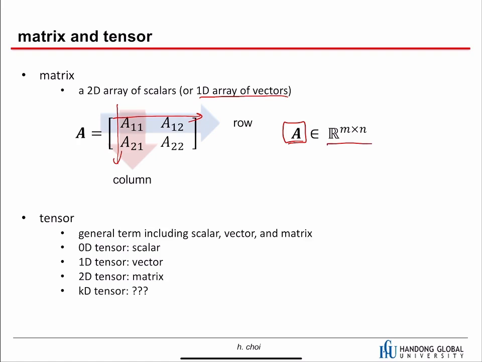And we can talk about tensors to generalize scalars, vectors, and matrices. A scalar is actually a zero-dimensional tensor, a vector is a one-dimensional tensor, and a matrix is a two-dimensional tensor. We don't have specific terminology for 3D and 4D tensors.